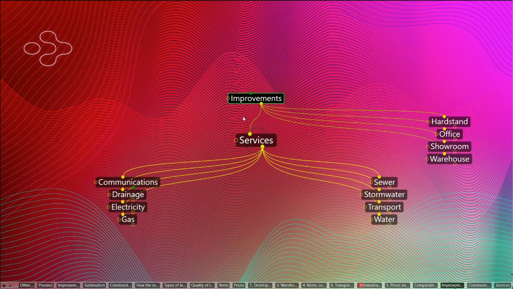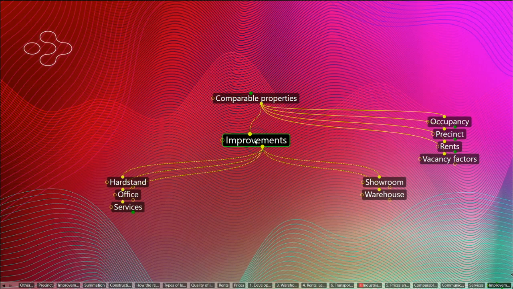So communications are part of the services matrix, and you should be analysing services for each comparable property that you are looking at when it comes to the other listing that you may take to the market. So services are part of improvements. Let's go further and back here. So we're back at the improvements level. I took you into the services aspect of the comparable properties.